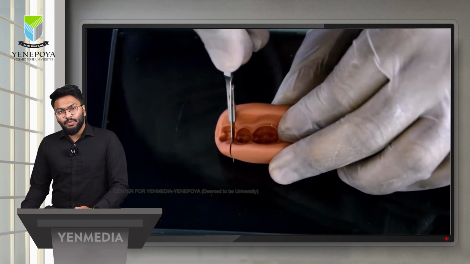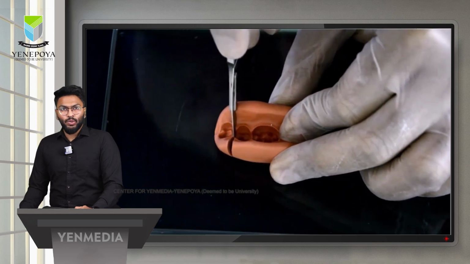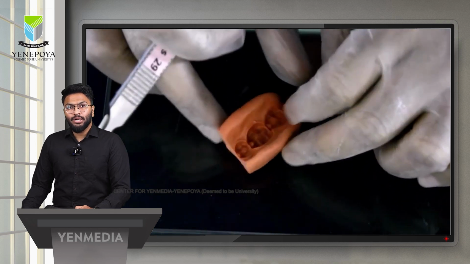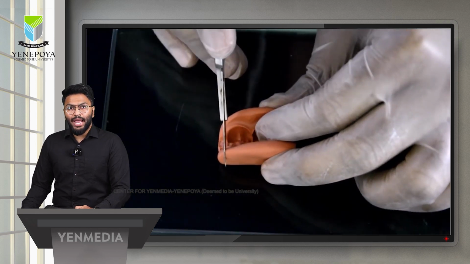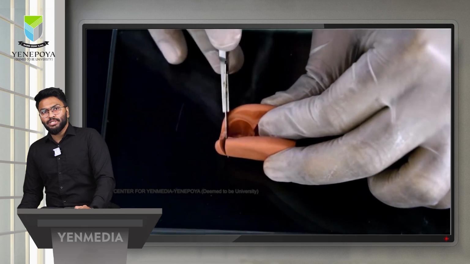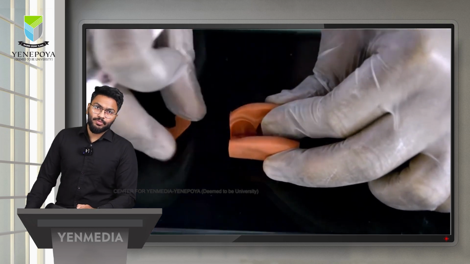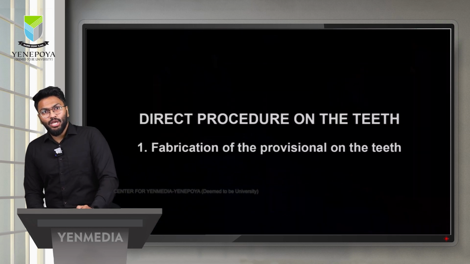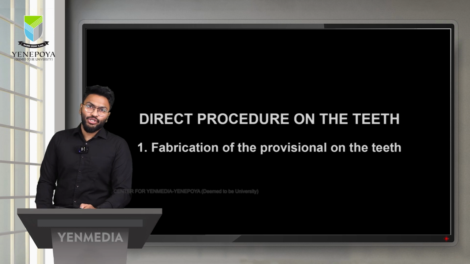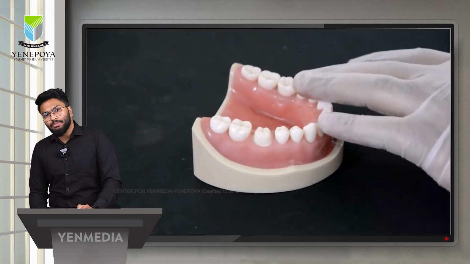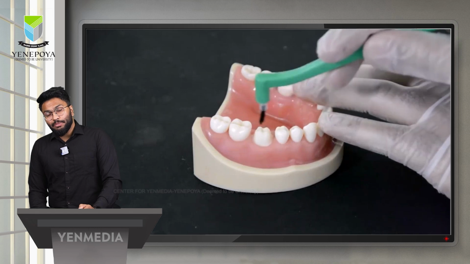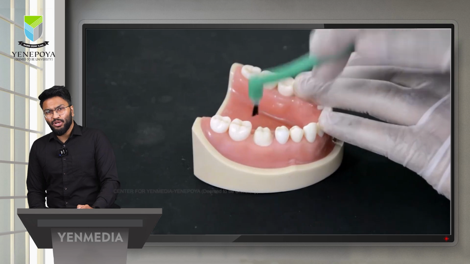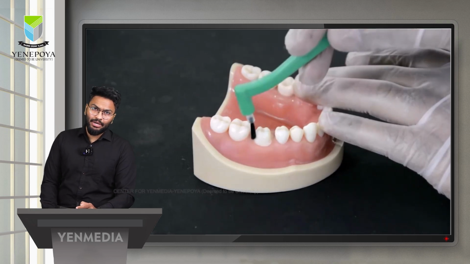Once the putty index is set, you are cutting out the unwanted areas. You will only require the tooth of interest, that is your prepared tooth, and the two adjacent teeth. The rest of the tooth is completely cut off. So once the putty index is ready, you will go ahead with the fabrication of the provisionals on the teeth. Once the preparation is done, some separating media is applied here. This is applied just because it is on the typhodont; on the patient it is not necessary to apply this separating media.